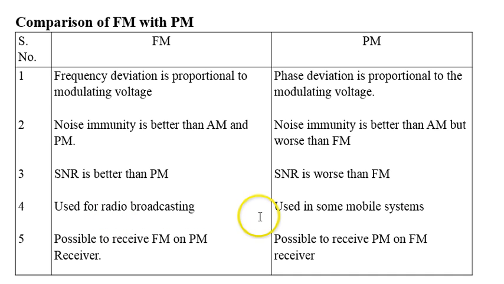FM is used for radio broadcasting and in some mobile systems, and it is possible to receive FM on PM receivers, phase modulated receivers. So on phase modulated receivers you can get FM broadcast.